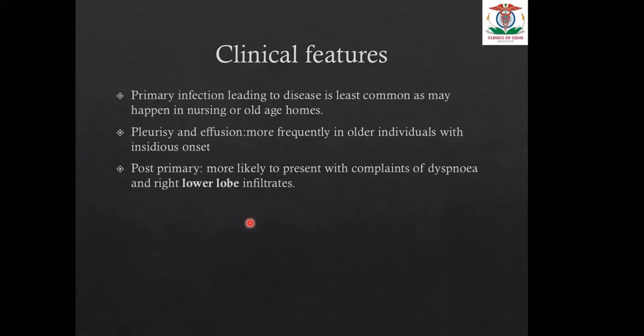So clinical features are also a little bit misleading. Primary infection leading to disease is least common, as may happen in nursing and old age homes. That means the person getting infected immediately breaking down to disease. It happens usually in children, but not in the elderly or adult population. In the elderly, there is a chance. Pleurisy and effusion, there is a chance. Frequently in older individuals, the onset is very insidious. So post-primary, more likely to present with complaints of dyspnea and right lower lobe infiltrates.